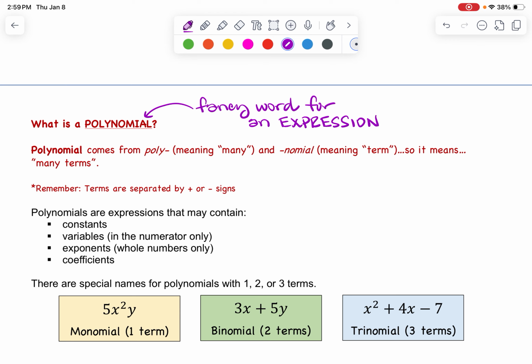Right? We know from yesterday that an expression is just a collection of terms. And guys, that's all a polynomial is. A polynomial is just a collection of terms. It's the exact same thing we've been talking about. It's just a fancier vocabulary word, right? So I don't want you to freak out when you see the word polynomial.